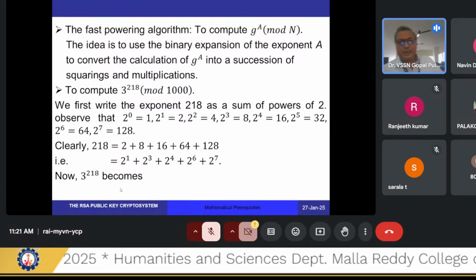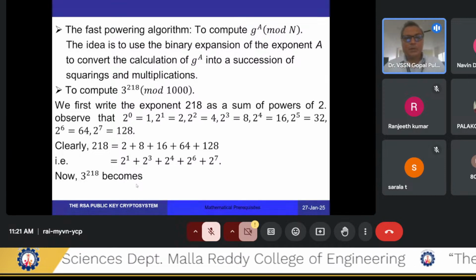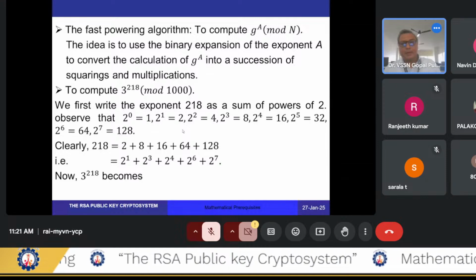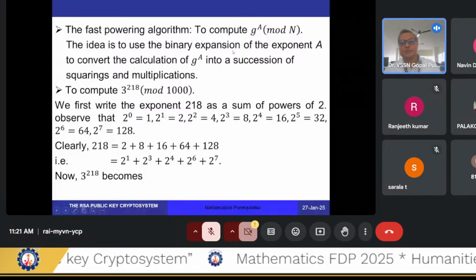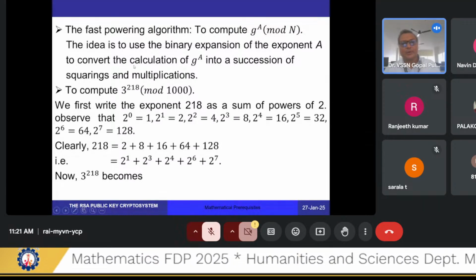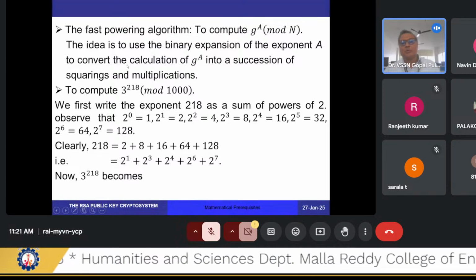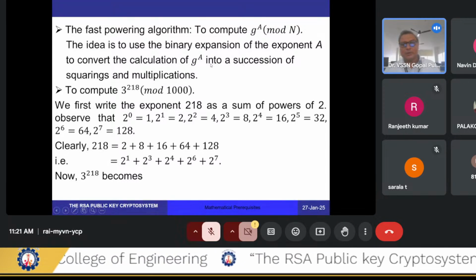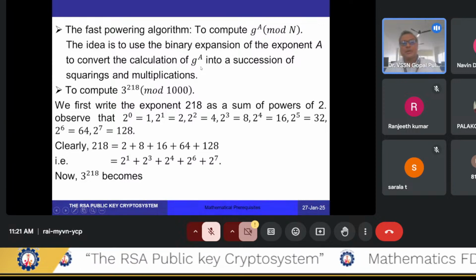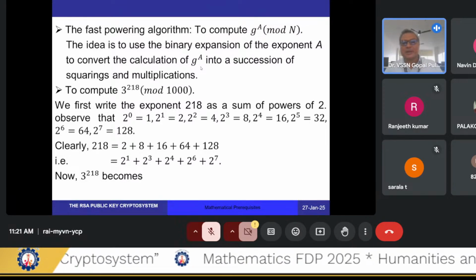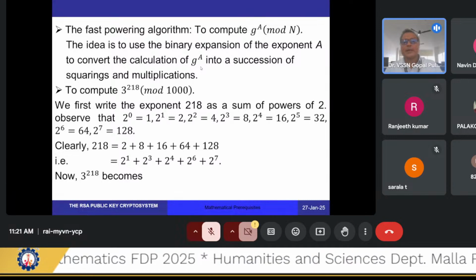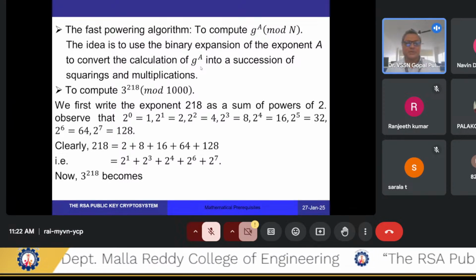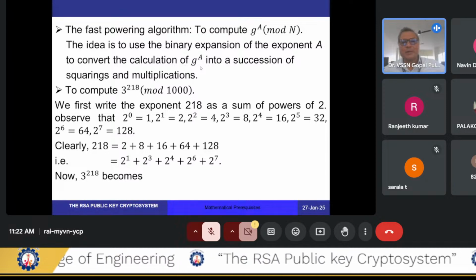What is the basic idea here? We use the binary expansion of the exponent a. What does it do? It makes the calculation part a little simpler, so that we can have a succession of squarings and multiplications.